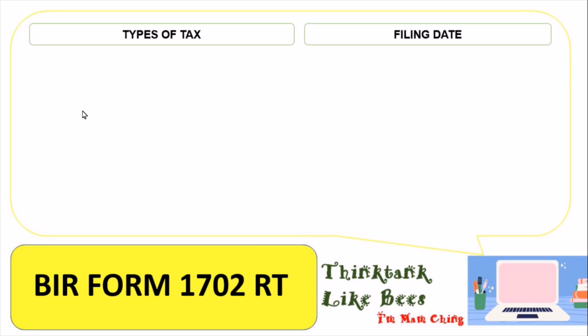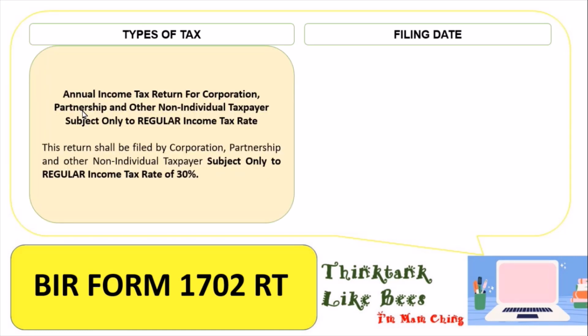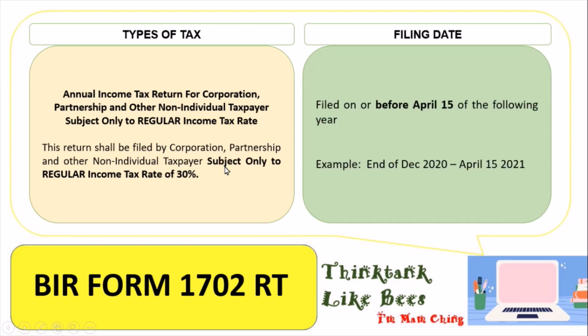Then we have the RT. RT means regular income tax rate. It is an annual income tax return for corporations, partnerships, and other non-individual taxpayers subject only to the regular income tax rate. This return shall be filed by a corporation, partnership, or other non-individual taxpayer subject only to the regular income tax rate of 30%. Filing will be on or before April 15 of the following year.